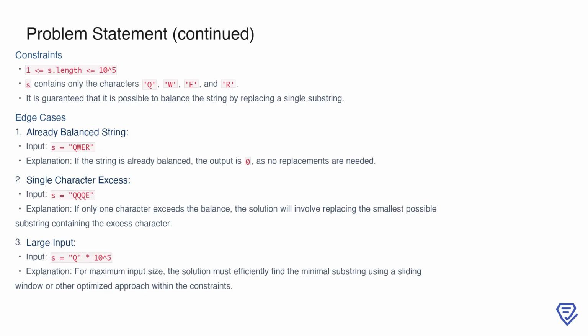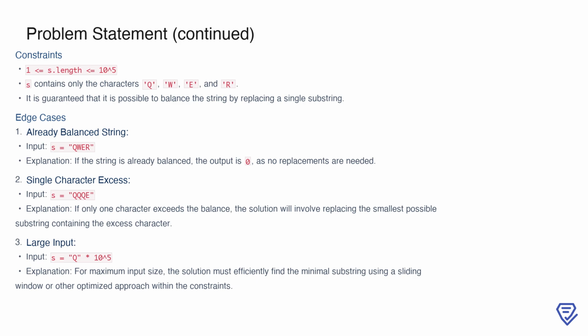Now let's discuss the constraints and edge cases to keep in mind. The length of the string, S, can range from 1 to 100,000 characters, and the string only contains the characters Q, W, E, and R. It is guaranteed that balancing the string is always possible by replacing a single substring.